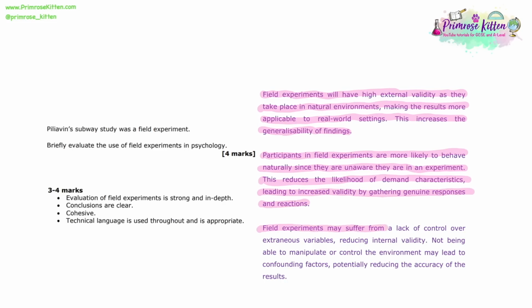Field experiments may suffer from a lack of control over extraneous variables, reducing internal validity. Not being able to manipulate or control the environment may lead to confounding factors, potentially reducing the accuracy of the results. The response provides a really well-structured evaluation of the use of field experiments in psychology.